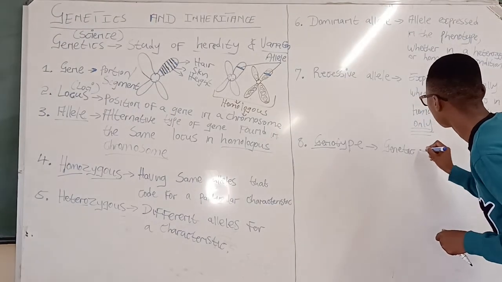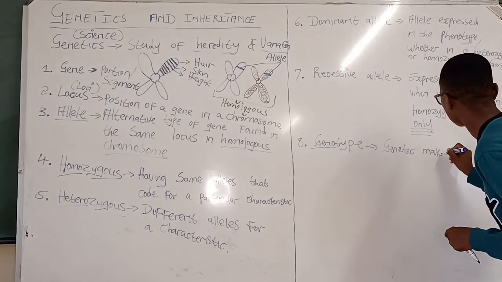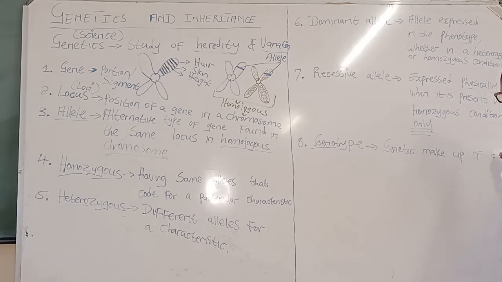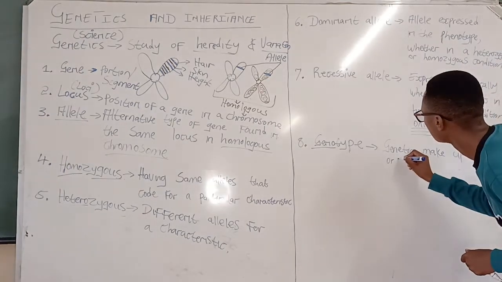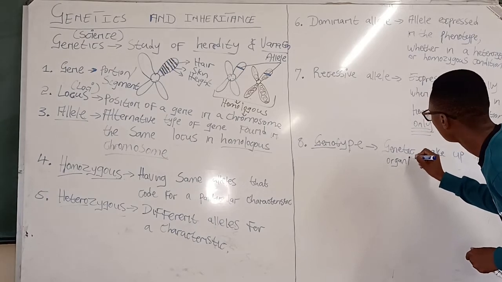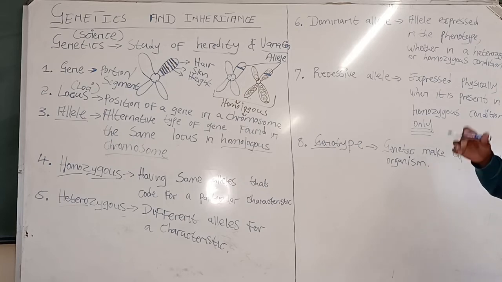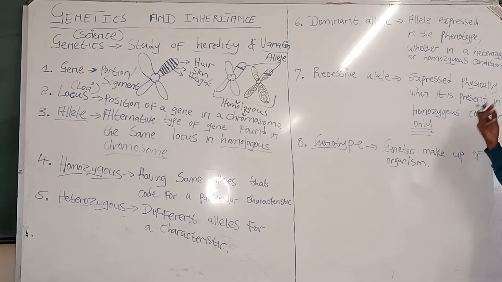Genetic makeup of an organism. What is a genotype? It means that a genotype cannot be seen with the naked eye. We have to use a scan or a microscope to see your genotype. So when I look at you physically, I cannot see your genes because they are inside your cells, inside the DNA in your cells.